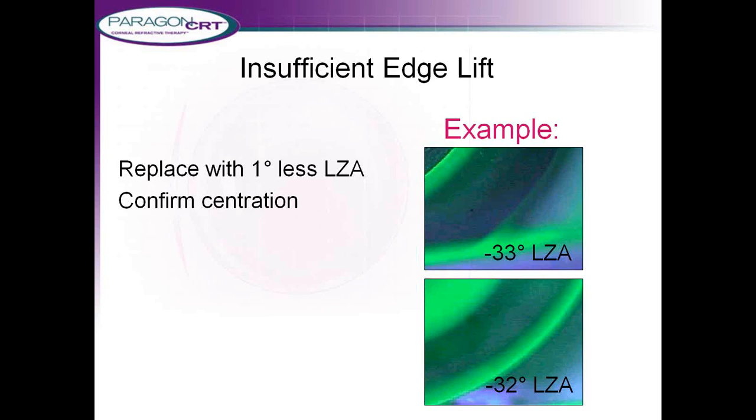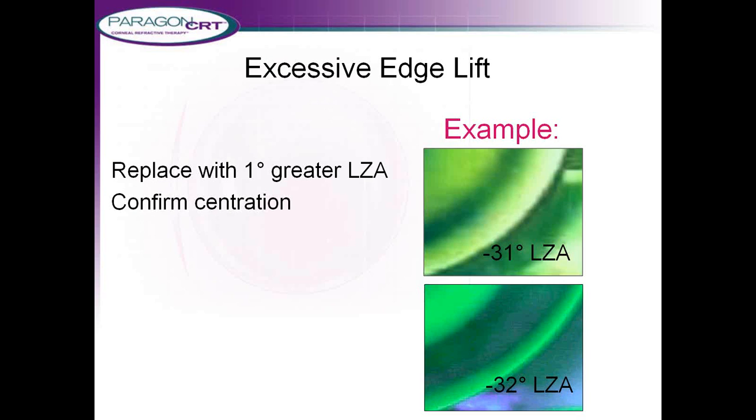Here we see slides of the edge lift appearance, and if it's insufficient with the -33 landing zone angle, in order to move that point of tangency farther away from the edge of the lens, we're going to decrease the landing zone angle 1 degree to a -3.2. If we have excessive edge lift with a -31 landing zone angle, we need to move that point of tangency closer to the edge of the lens, so we're going to increase it 1 degree to a -32.